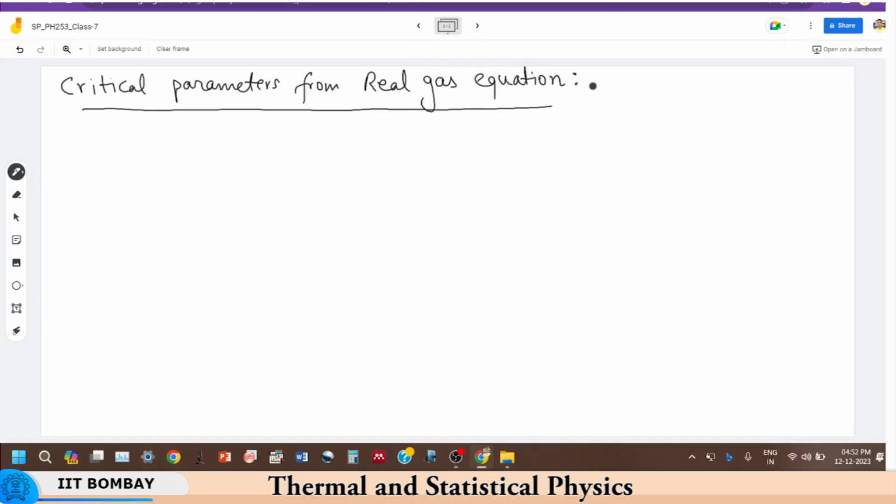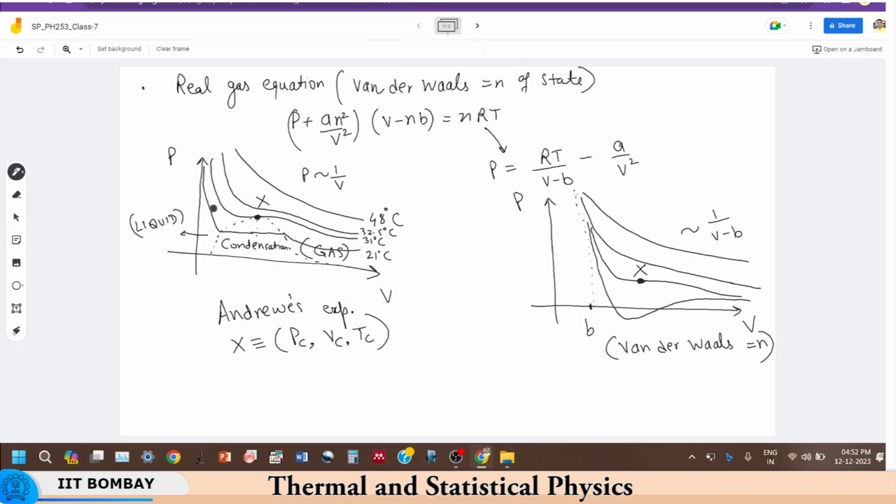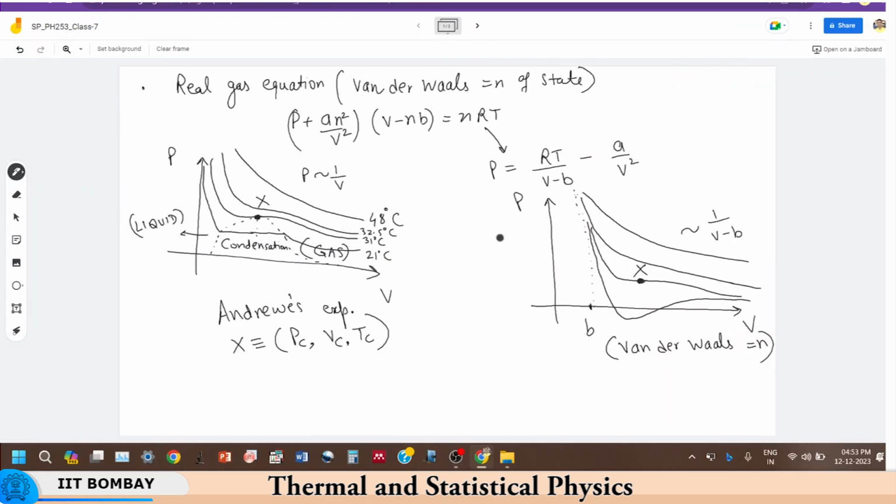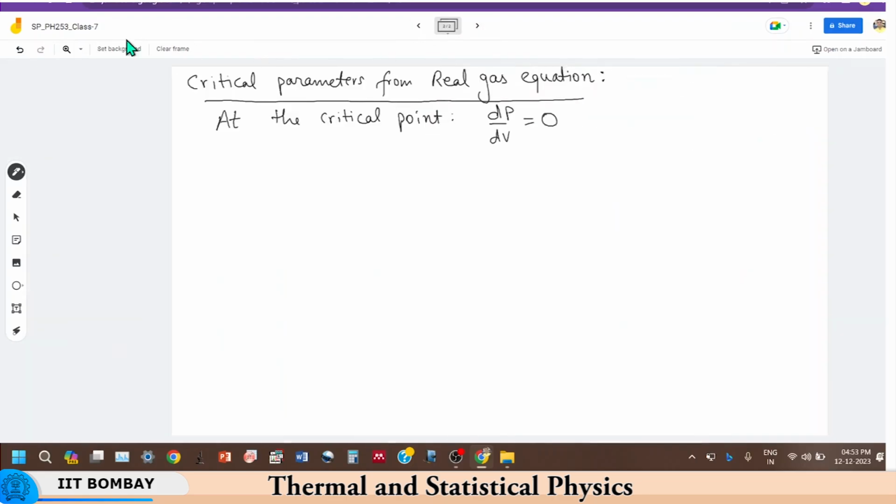All right. So like I said, the critical point corresponds to the value where the pressure does not depend on volume anymore, right? So at the critical point, basically dP by dV becomes 0, right? So pressure is not a function of volume anymore. And what we will do is we will just substitute the pressure from here into that equation, right?